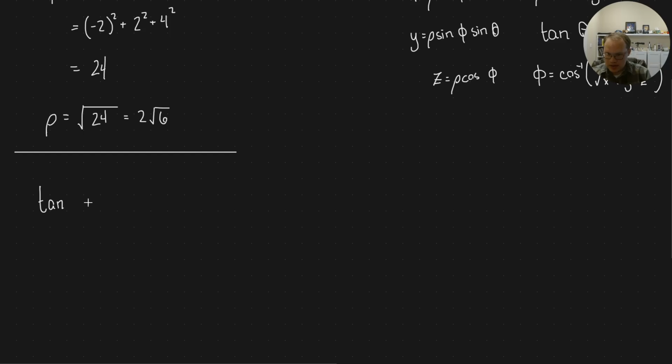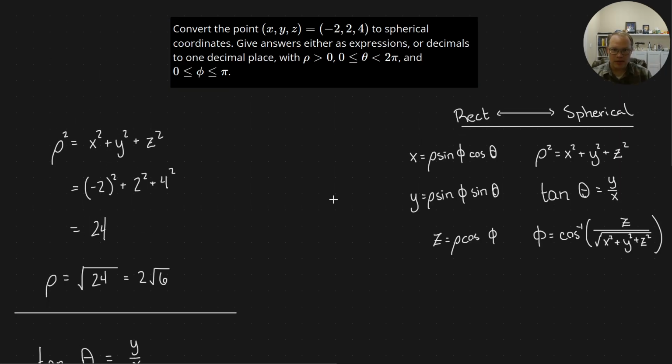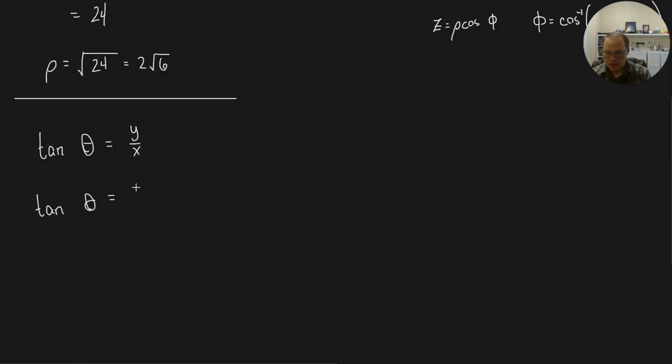So next, tangent of theta equals y over x. In this case, that means tangent of theta is equal to, let's look up our y and x. X is negative 2, y is positive 2. So tangent of theta is equal to negative 1, which means we need the arctangent of negative 1, right?